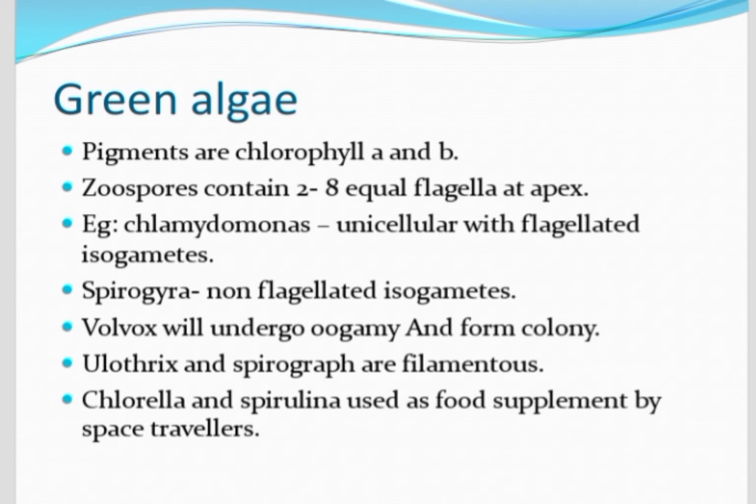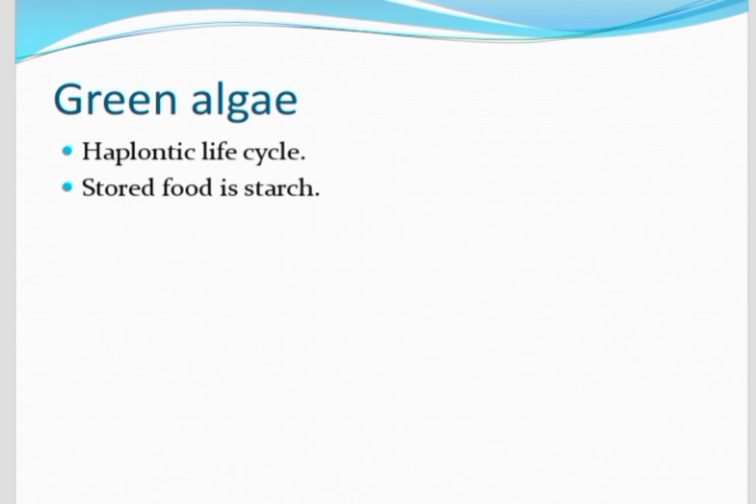Isogametes undergo isogamy reproduction, which we already discussed in the previous videos. Please go through that. Green algae show a haplontic type of life cycle, and the storage food is starch, which we already learned is in the pyrenoid form. The complete dominant body is haploid, so it undergoes a haplontic life cycle. The diploid cell is seen only in the zygote, which undergoes meiosis.